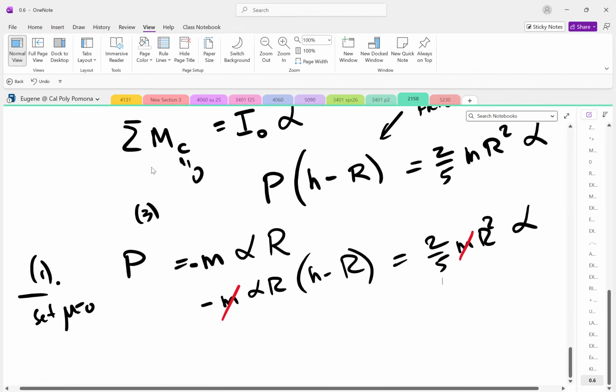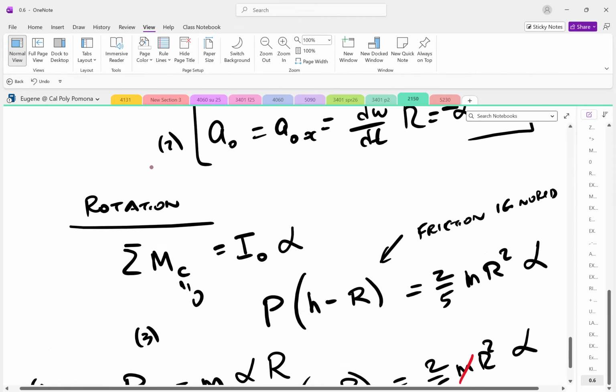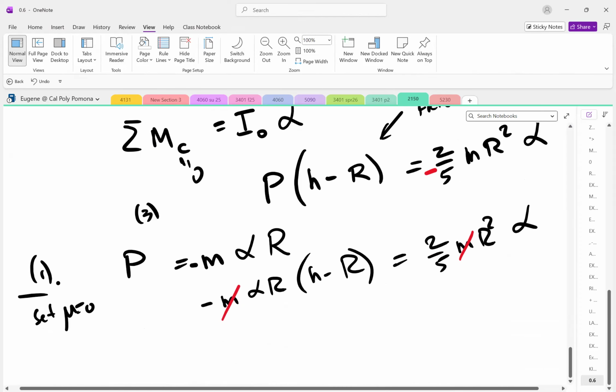Double check if my signs are correct. I don't think my signs are correct. Just a second, let me look at this one. This one should be okay. The P is moving this way, so it's going to be minus, because the P is rotating clockwise. The alpha by default is counterclockwise.